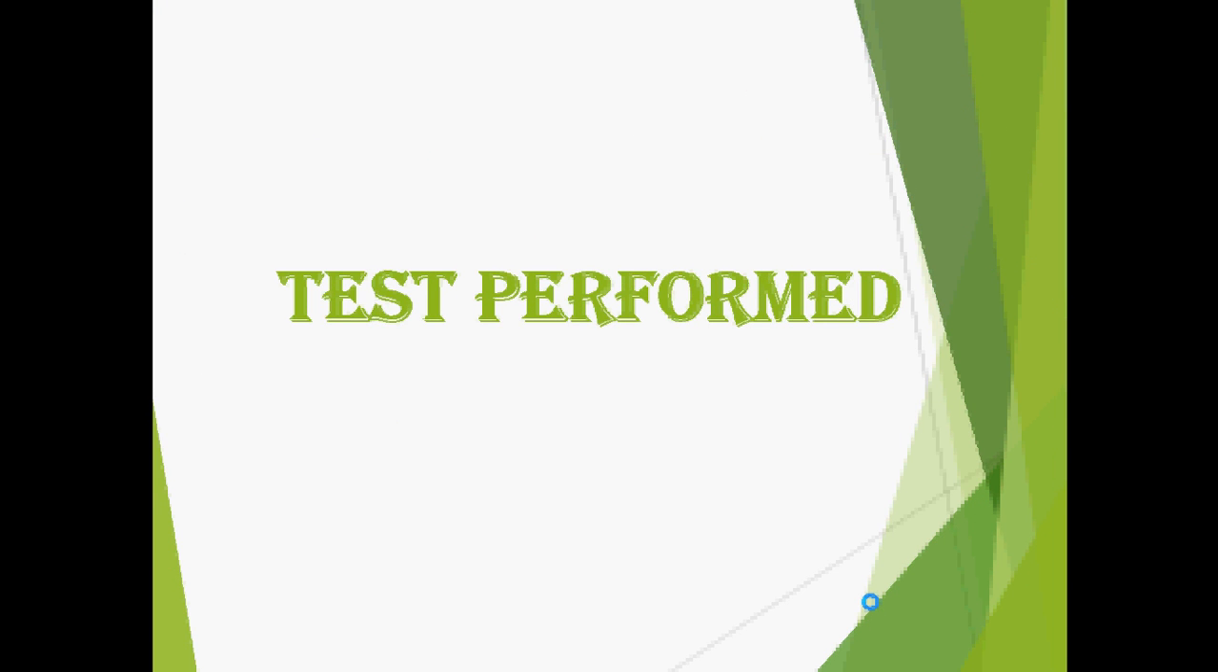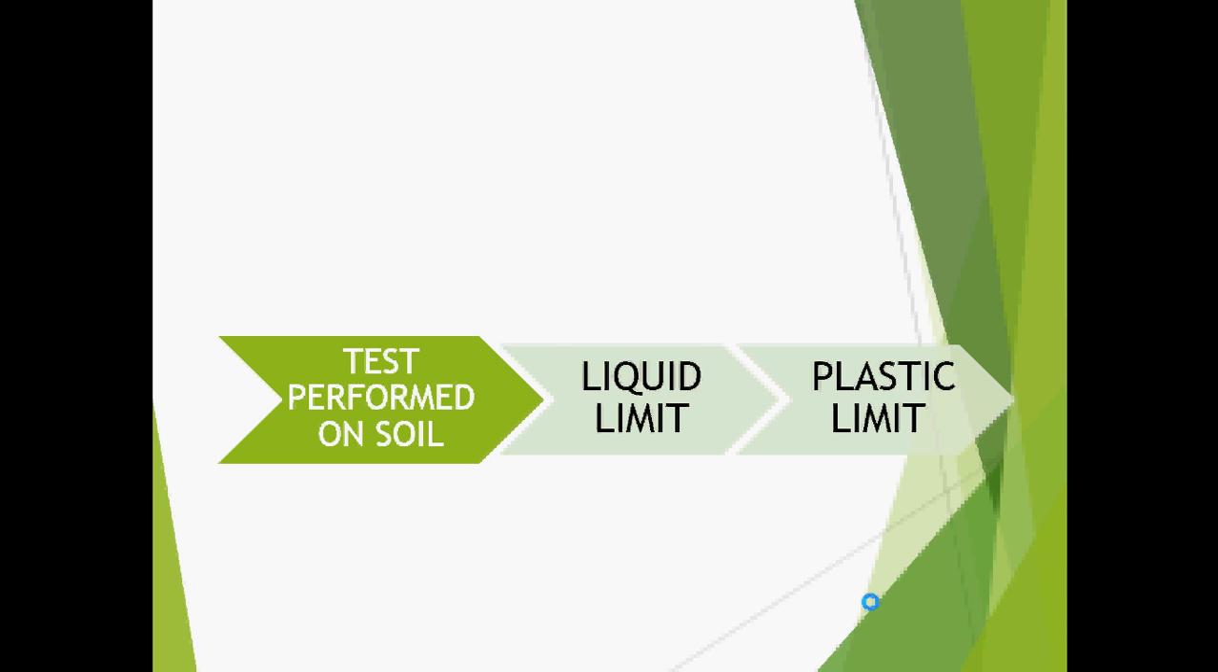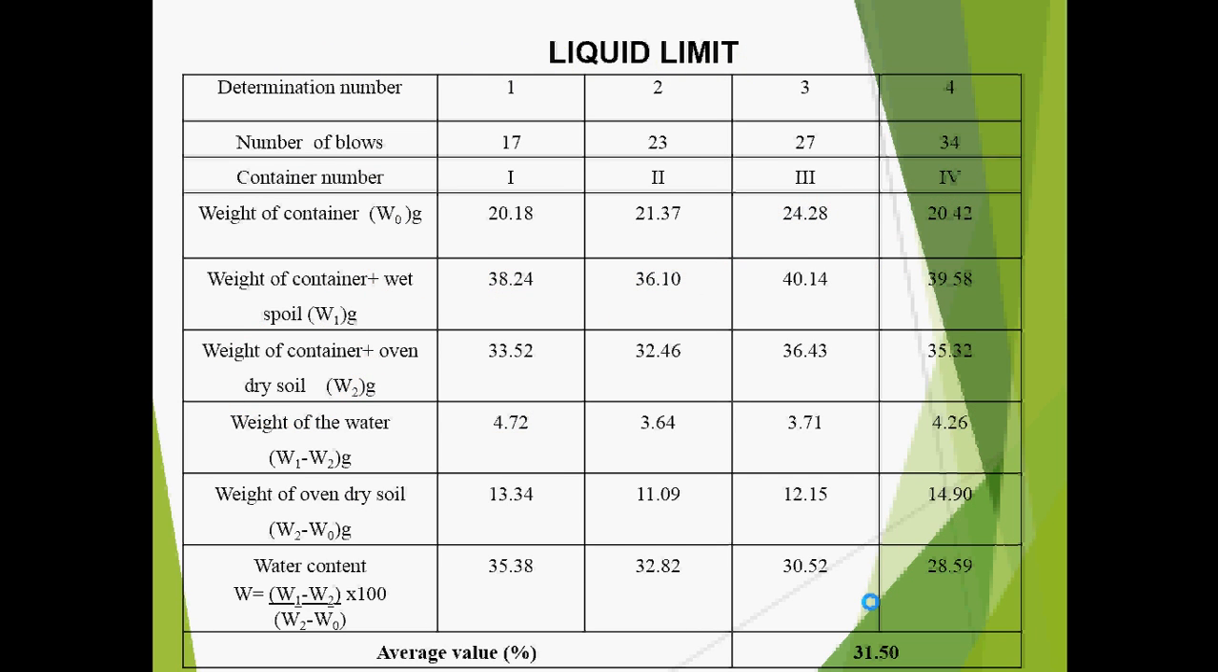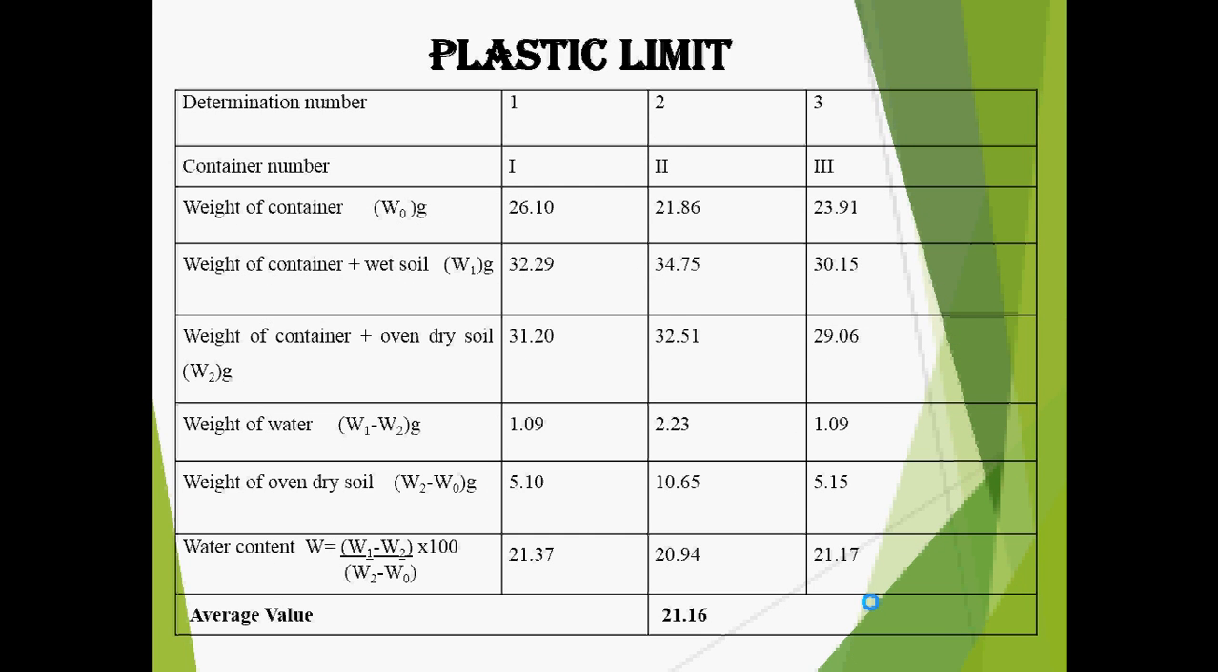Coming to the various tests performed on the materials for quality assurance. The tests performed on the soil were liquid limit and plastic limit. You can see the liquid limit and plastic limit apparatus here, and we got an average value of 31.50 for liquid limit and 21.16 for plastic limit.